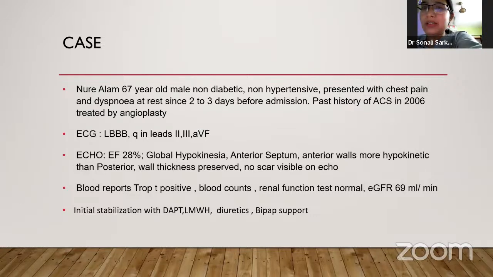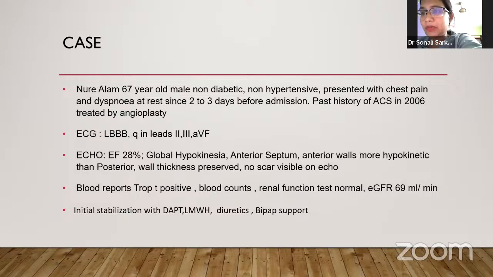Okay. So we have a 67 years old male, Mr. Noori Alam, who is non-diabetic, non-hypertensive. He presented with chest pain and dyspnea at rest since 2 to 3 days prior to admission. He had a past history of ACS in 2006, which was treated by angioplasty, but all his documents were lost, unfortunately. His ECG showed Q waves in leads 2, 3, aVF and an LBBB morphology, and an echo showed an ejection fraction of 28% with global hypokinesia. This time, the anterior septum and anterior walls were more hypokinetic than the posterior, but the wall thickness was preserved and no apparent scar on echo.